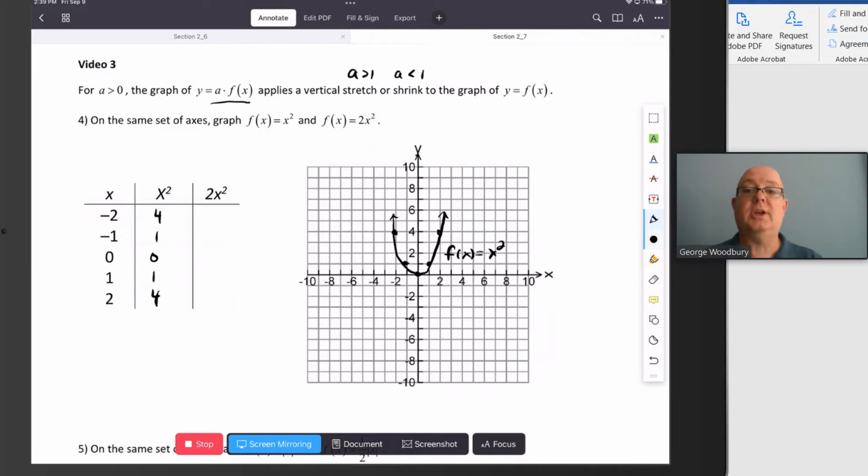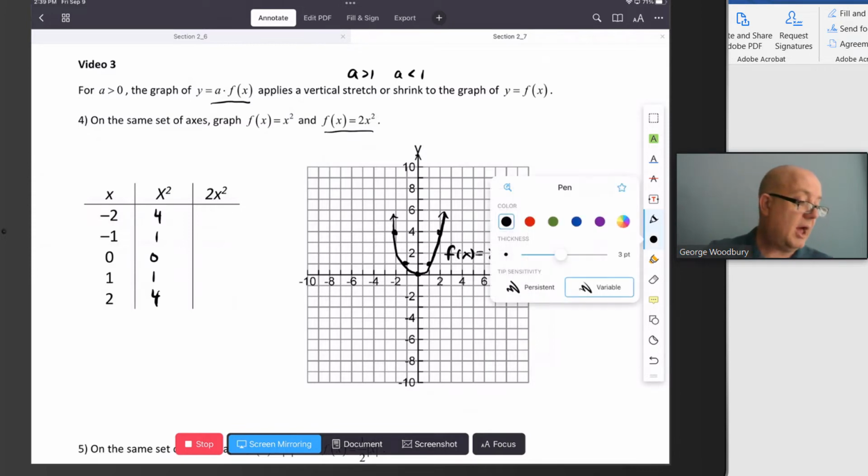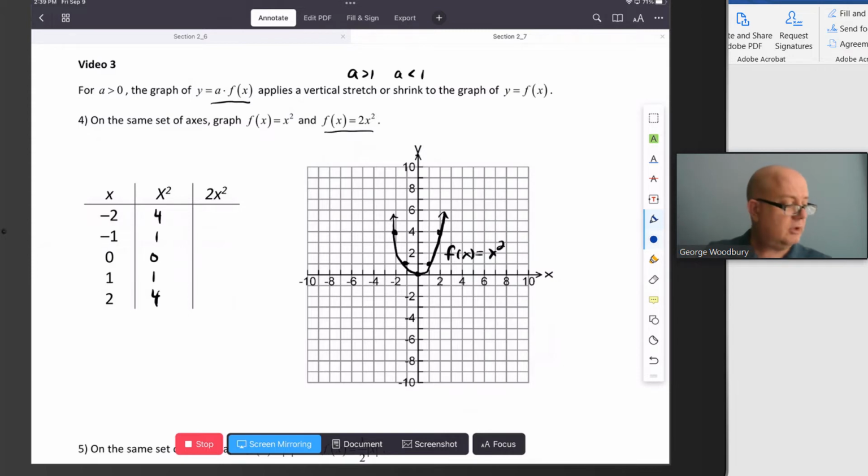So in this case, we're looking at f of x equals 2x squared. I've already sketched the graph of x squared on here in black. I'm going to switch over to, let's make it red, something that contrasts a little bit. For 2x squared, I basically multiply each of these function values by 2. And that's going to give me, when x is negative 2, I get out a value of 8. When x is negative 1, 2 times positive 1 is 2.